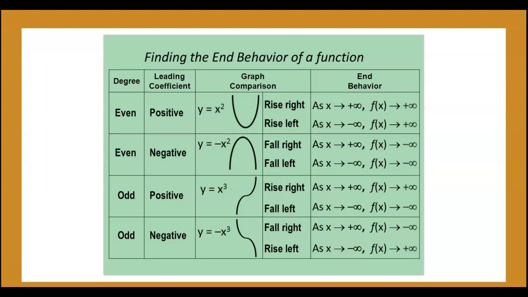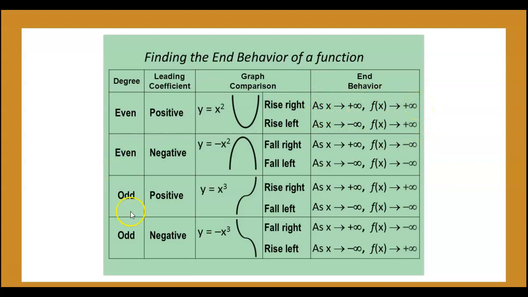It says, okay, identify the degree. So now you're at even or odd. So if it's an even degree, then you identify the leading coefficient, if it's positive or negative. If it's an even positive, then the graph ends in the upward direction on both sides. Therefore, this is its end behavior.